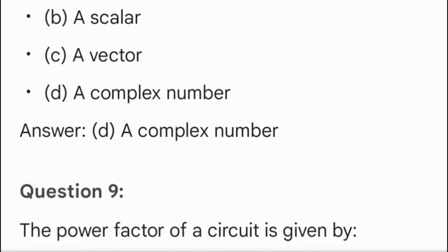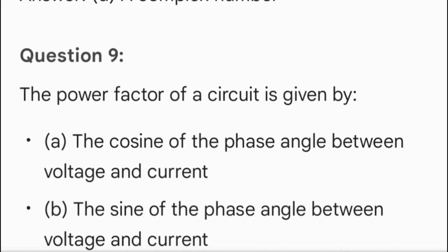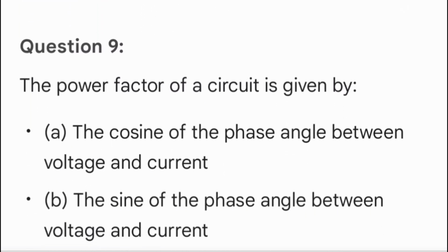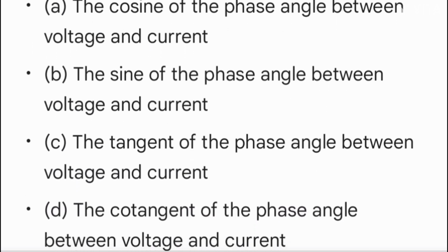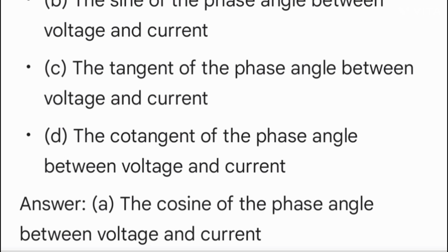Question 9. The power factor of a circuit is given by A. the cosine of the phase angle between voltage and current, B. the sine of the phase angle between voltage and current, C. the tangent of the phase angle between voltage and current, D. the cotangent of the phase angle between voltage and current. Answer: A. the cosine of the phase angle between voltage and current.